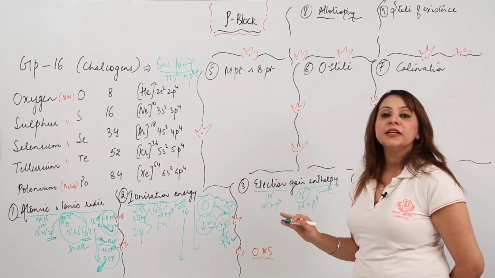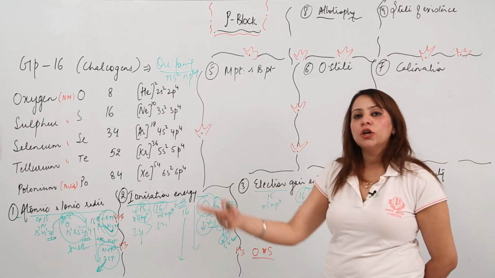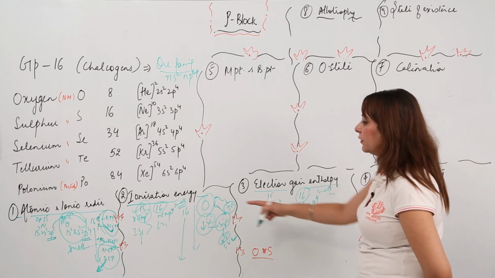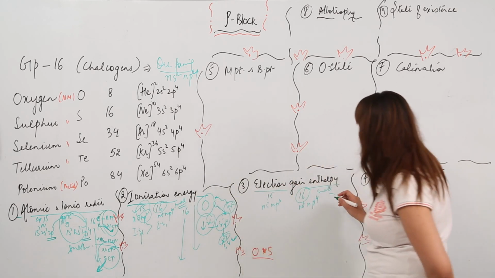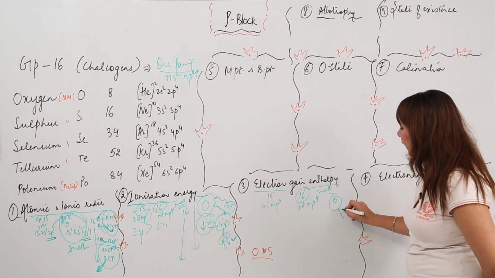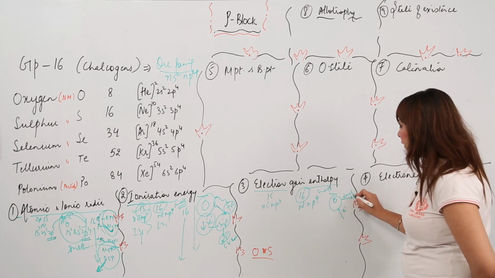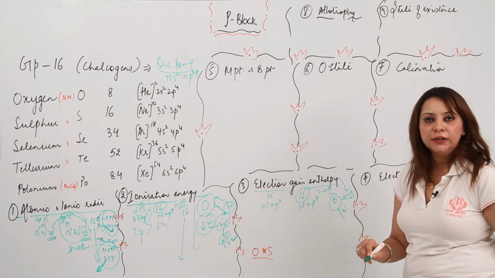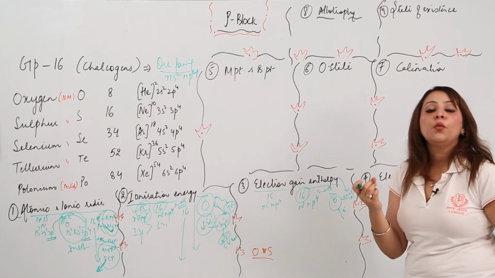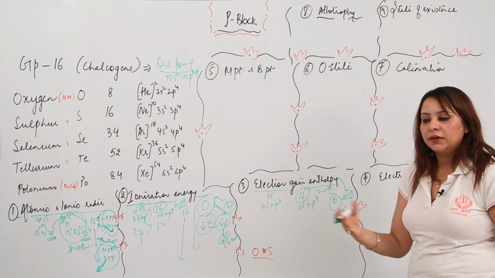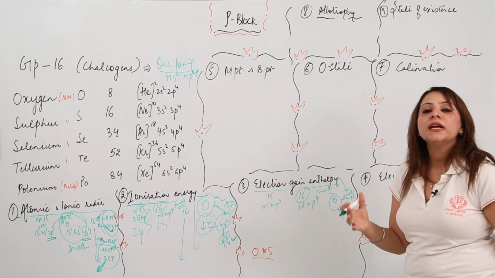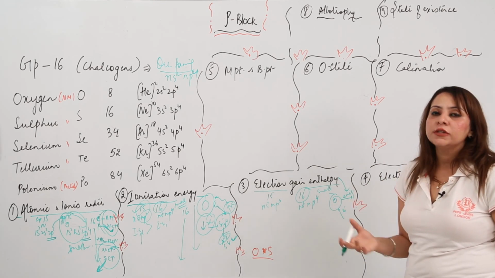Electron gain enthalpy is the energy released when we add an electron to the outermost shell of an atom. Here we were taking out the electron, and here I am going to add an electron, and when we add an electron, there is always a release of energy, and that energy is called electron gain enthalpy. And you know that the more the attraction for the incoming electron, the more the energy release, because there will be more stability.